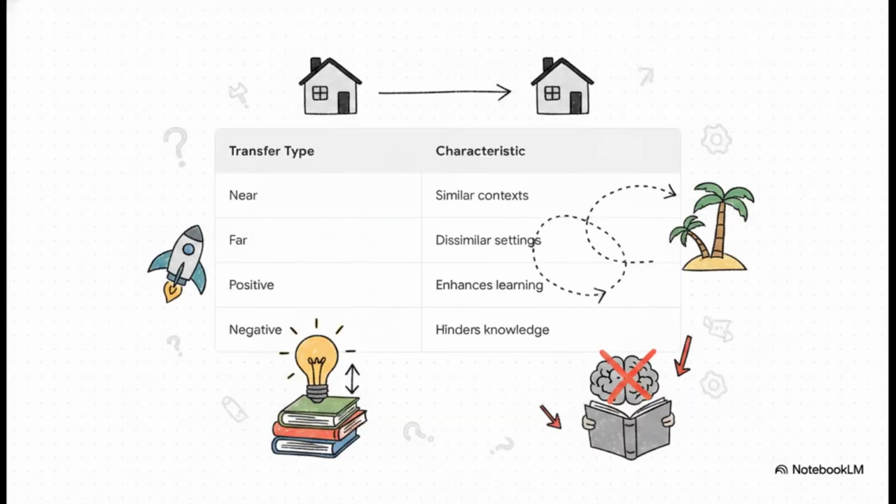Now, as we present this new material, we really have to understand how knowledge transfers from one context to another. Near transfer happens when the original learning context and the new context are very similar. Far transfer is when they're totally different. But actually, think about positive and negative transfer for a second. Positive transfer is when what you learned yesterday actively helps you learn something new today. Conversely, negative transfer is when your prior learning actually gets in the way and hinders your ability to pick up new knowledge. It's wild, but past experiences are incredibly powerful for better or worse.